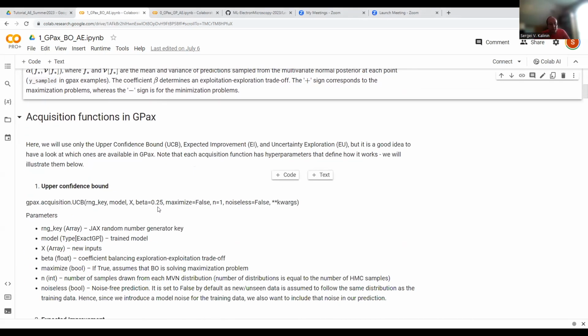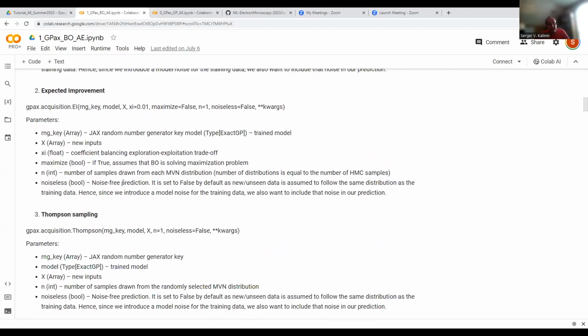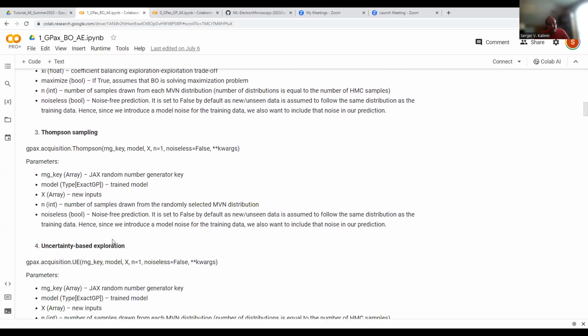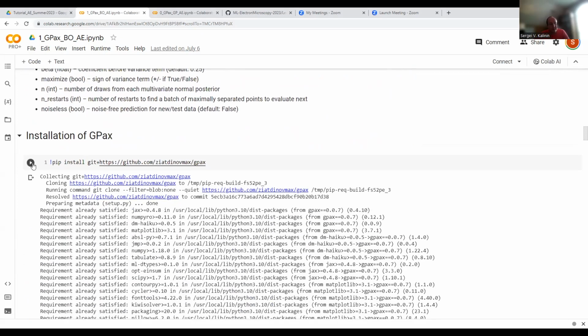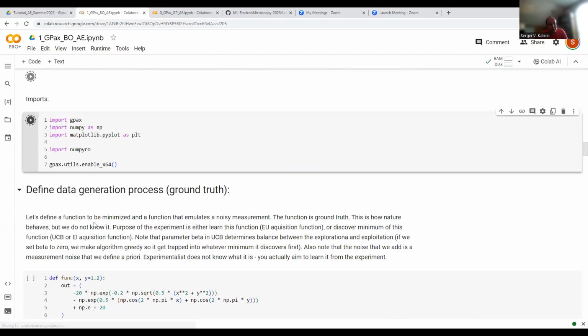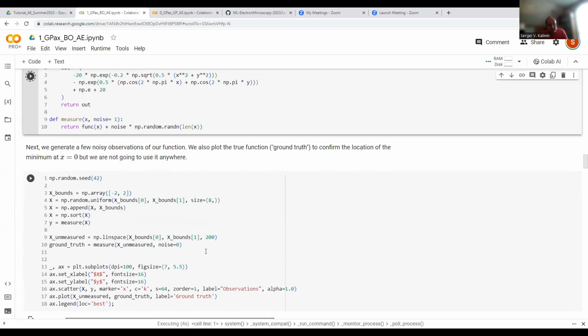uncertainty. As I mentioned, GPAX realizes several additional acquisition functions. So UCB, expected improvement, uncertainty-based exploration, so pure uncertainty. There is also Thompson sampling. We are not going to talk about it because this is a different way to sample Gaussian process. But let's see how it works. We start with the same installations, and we define the same data generation process.